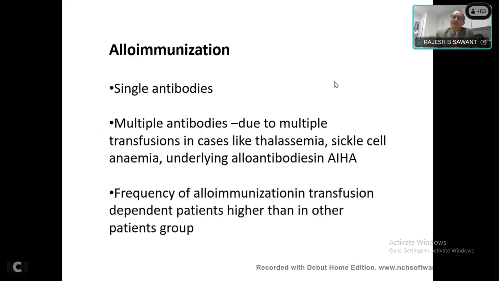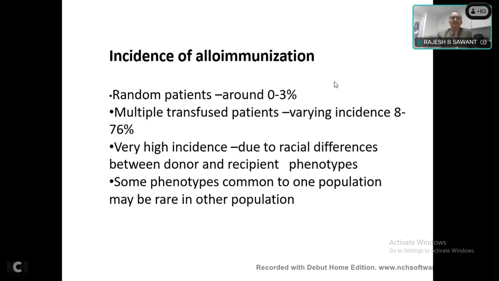So antibodies, alloantibodies, we are talking about nothing but alloimmunization. So there can be single antibodies or multiple antibodies, and multiple antibodies generally we see in cases who are multiply transfused, like thalassemia, sickle cell anemia, or autoimmune hemolytic anemia, where autoantibody as well as various alloantibodies may be present underlying those autoantibodies. And how big is the problem? It is about 3% in the general patient population, but in the multi-transfused patient population, it can be as high as 8% to 76%.